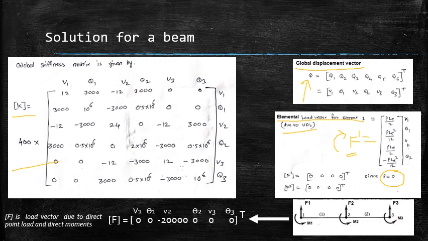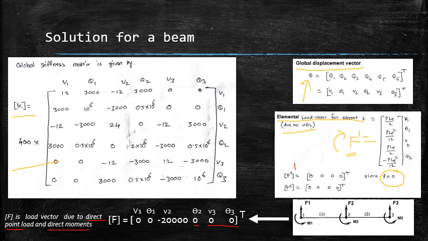So this F vector, don't confuse this F with F1 and F2 here. This F represents the global load vector because of direct point loads and direct movements. What is the point load at node number 1? 0. What is the movement at node number 1? 0. What is the point load at node number 2? Minus 20 kilonewtons. What is the direct movement at node number 2? 0. So this vector is 0, 0, minus 20,000, 0, 0, 0.